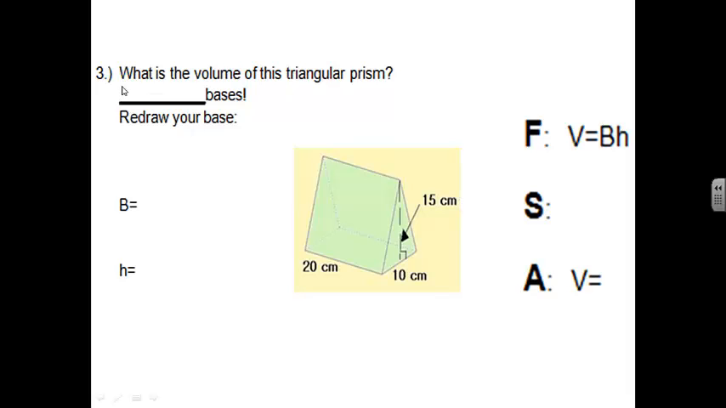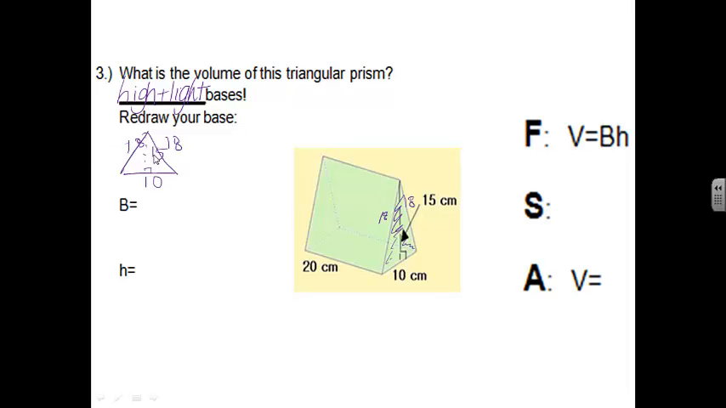All right, first step. We're going to highlight our bases. I know this is a triangular prism, so I'm going to highlight my base here. Now, first we need to redraw our base. So I'm going to draw the height of my base, which is 15, and then my base would be 10. And I think I put numbers on yours, there's like 18 on this side and 18 on this side. So it'd be 18 and 18.